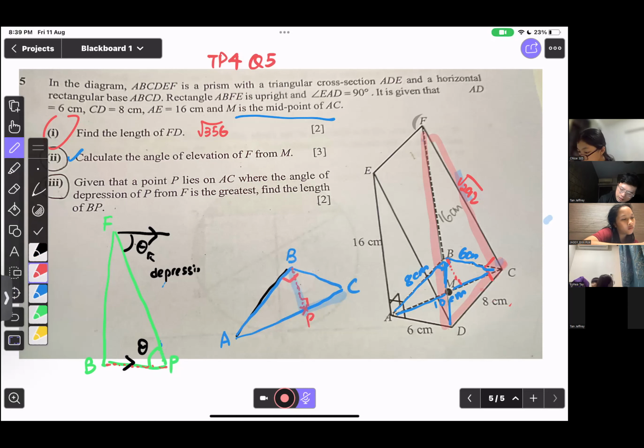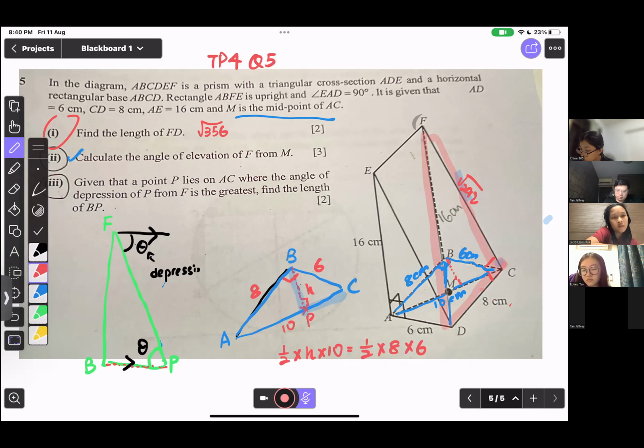So this is 8 cm, this is 6, this is 10. This is the height, let's call it height, for example. Half times height times 10 is equal to half times 8 times 6. So this shortest distance, I think, is 4.8. So this is 4.8. Is that okay? I want to find this shortest distance, I always use area of triangle to help me.